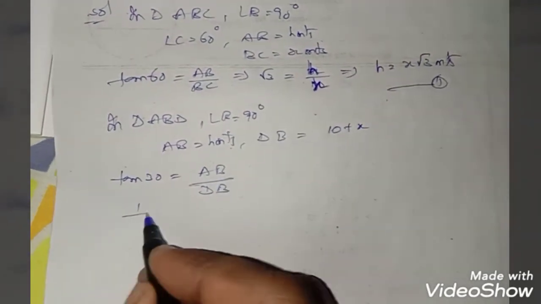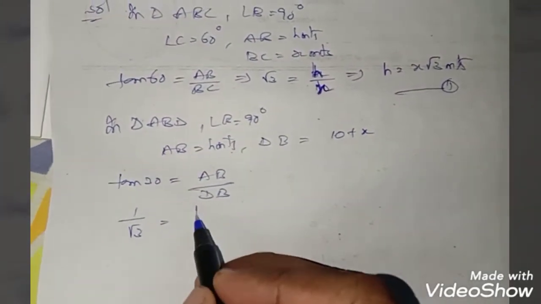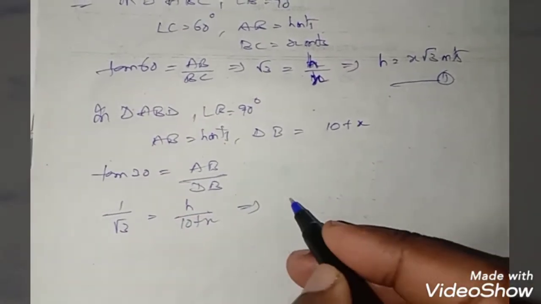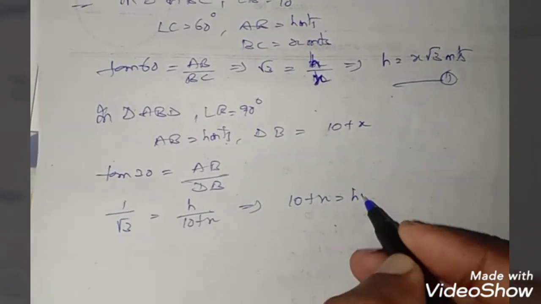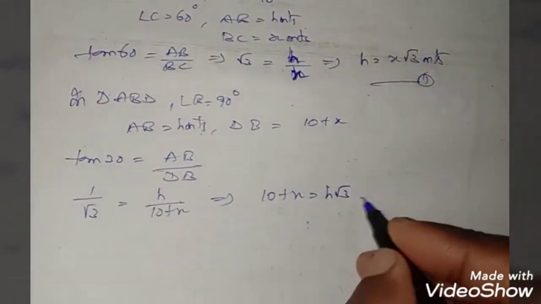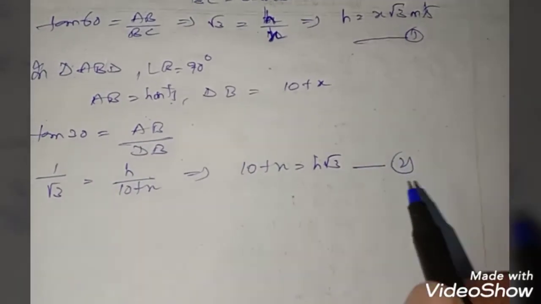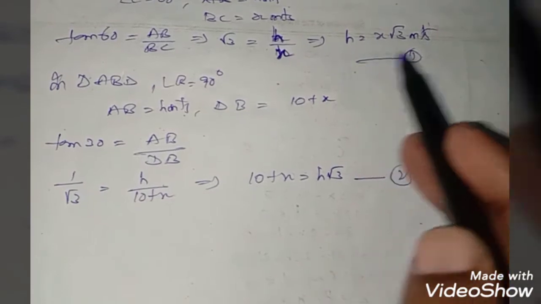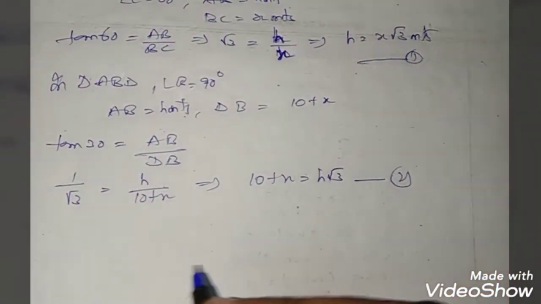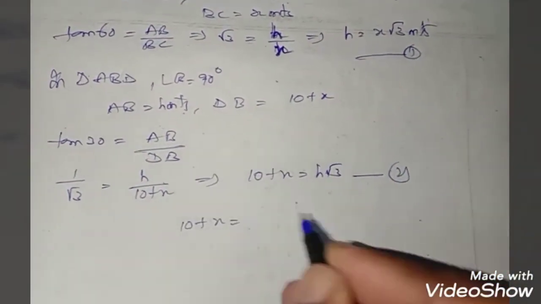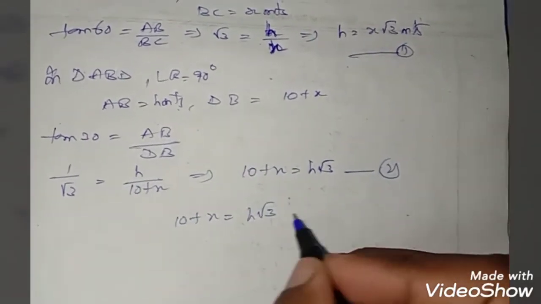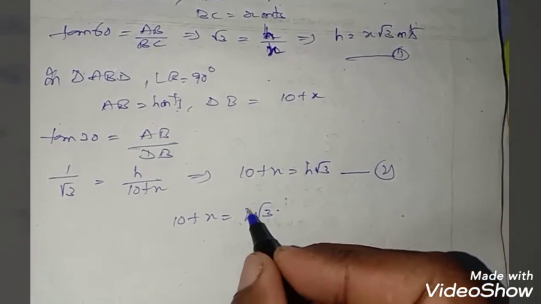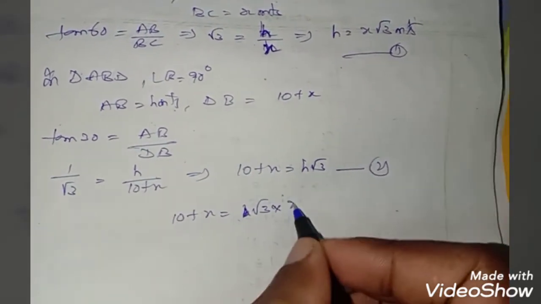Now tan 30 value is 1 by root 3, so it is equal to AB value h and DB value 10 plus x. Now if I cross multiply, 10 plus x is equal to h root 3, right? Now this is your second equation. So now in the second equation, substitute the value of the first. In the place of h, substitute the value of x root 3.